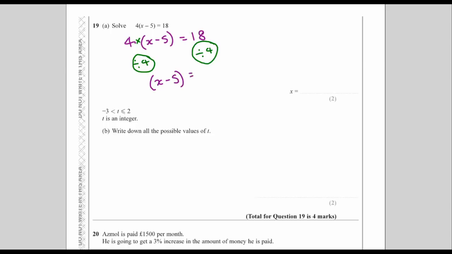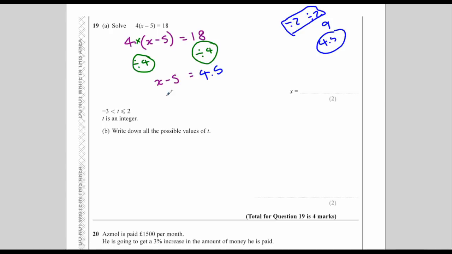Now 18 over 4. To divide by 4, we can divide by 2, divide by 2. Just like when you times by 4, you can times 2 times 2. So 18 divided by 2 is 9. Half of 9 is 4.5. Okay. Now, we don't need the brackets anymore, you'll be glad to know, because there's nothing multiplying it. You've just got x minus 5 on its own.